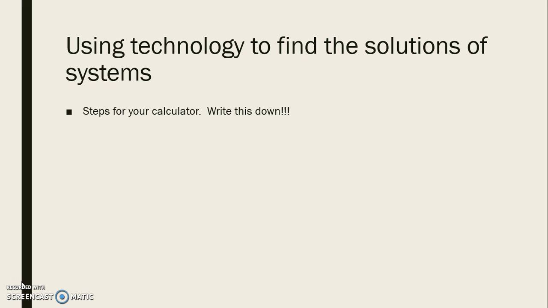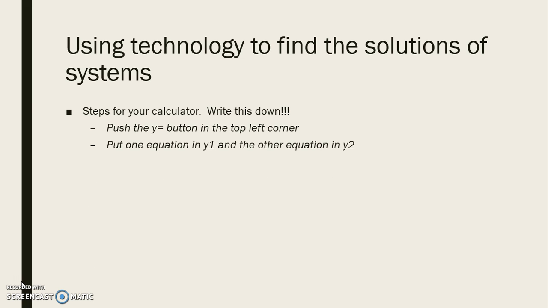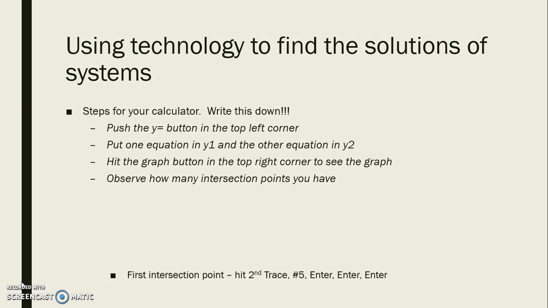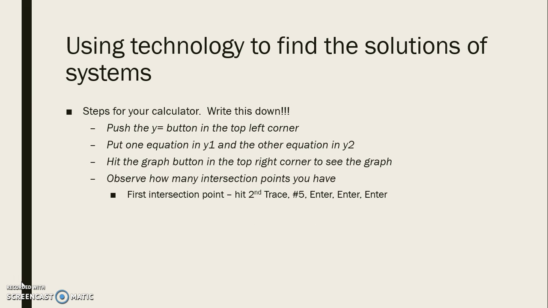How do we use technology to find the solutions of a system? Well, here are your steps for the calculator, and you should write these down. First thing you need to do is push the Y= button on the top left corner. Put one equation in Y1 and the other one in Y2. Hit the graph button at the top right corner to see the graph. Observe how many intersection points you have. If you only have one intersection point, it's real easy. You just hit 2nd, trace, number 5, and then hit enter 3 times.